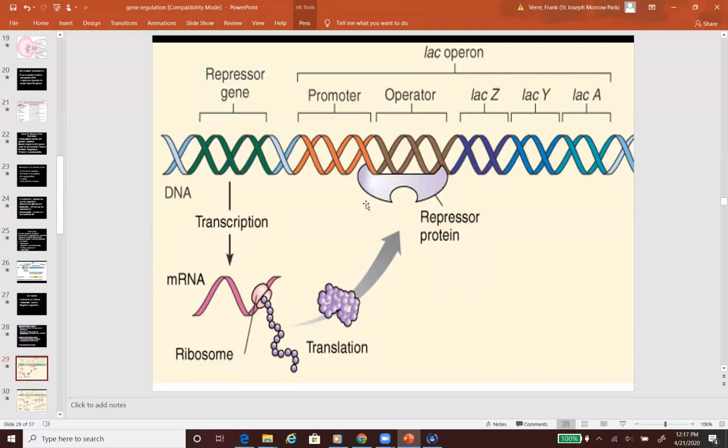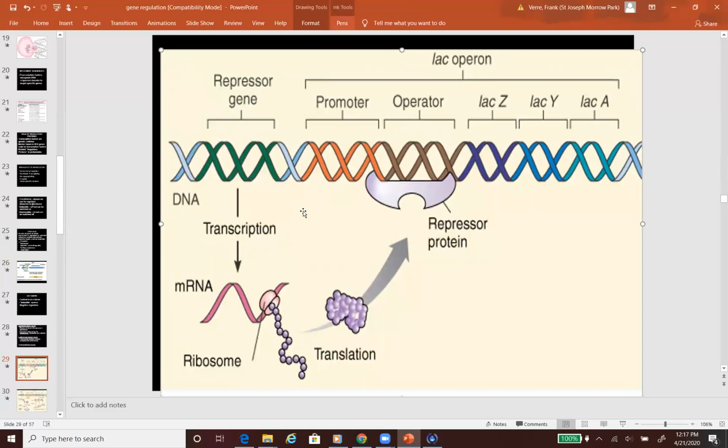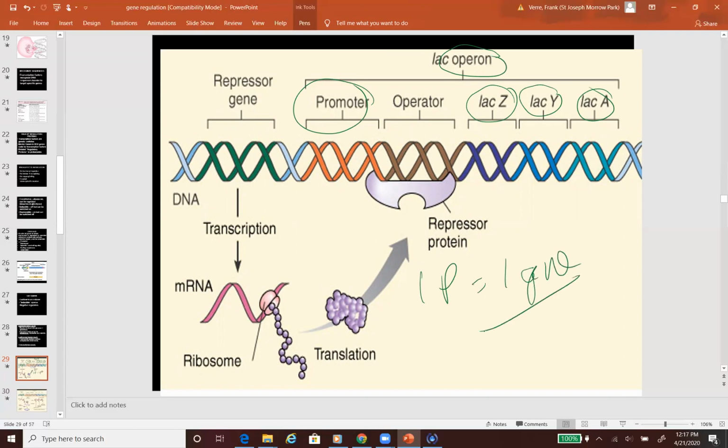So in this example, you have a promoter region and you have 3 genes that are actually controlled by the promoter region. You can see here, these 3 genes are called Lac Z, Lac Y, and Lac A. So in bacteria, if it's an operon model, one promoter region controls several genes. But again, in eukaryotes, what we see is one promoter controls one gene, okay? But that's not really important.